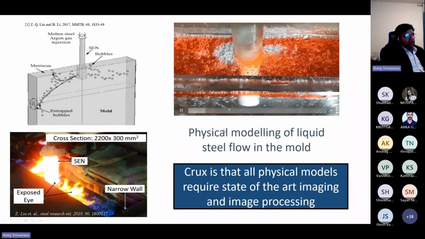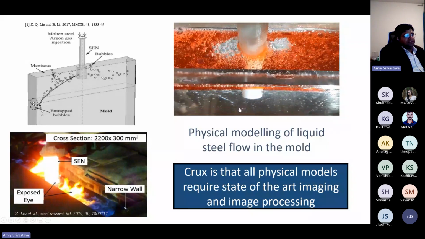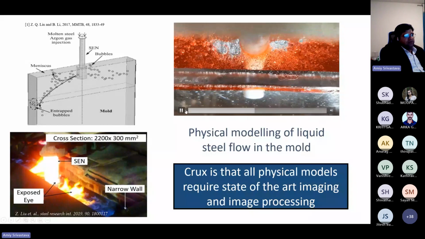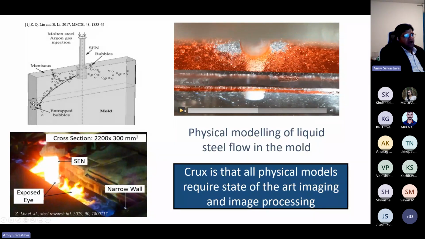This model is also running. This is a bench scale model, a very small model, but you can see small bubbles. And one thing you can identify is how fast these bubbles are moving.